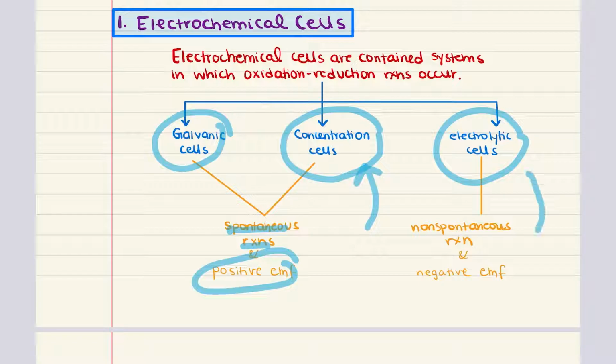Now, in contrast, electrolytic cells involve non-spontaneous reactions. These cells require an external power source to drive the chemical reaction, resulting in a negative EMF, which means they absorb energy, and delta G is greater than 0. A typical example of an electrolytic cell is the electrolysis of water, where electrical energy is used to split water into hydrogen and oxygen gas.